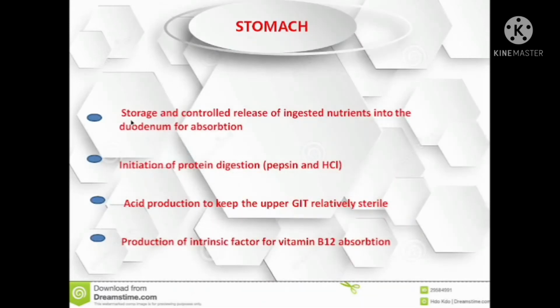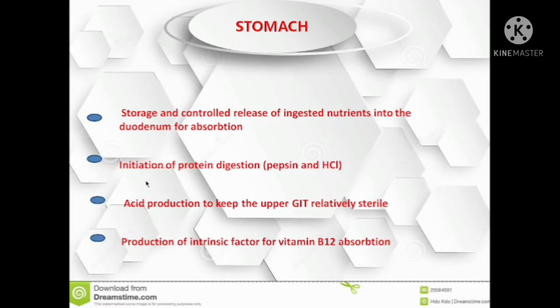So the stomach: storage and controlled release of ingested nutrients into the duodenum for absorption, okay. Upon arrival, protein foods are temporarily stored in the stomach. Some of them are digested in the stomach. So when you eat your beans, when you eat your meat, some are digested in the stomach. From there they move to the duodenum. Absorption doesn't occur in the duodenum, but from the duodenum it goes to the small intestine for absorption, okay.